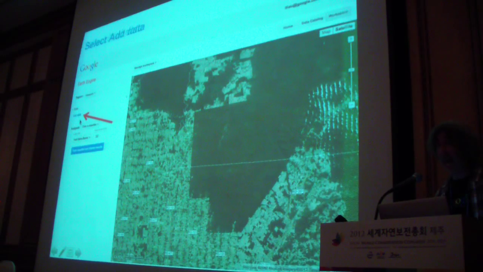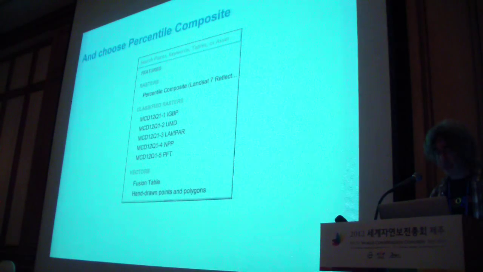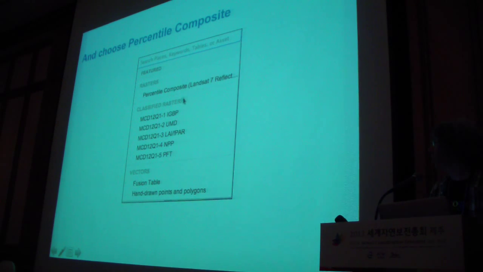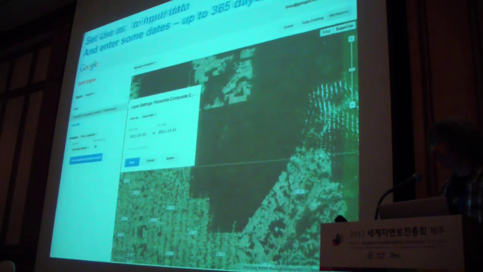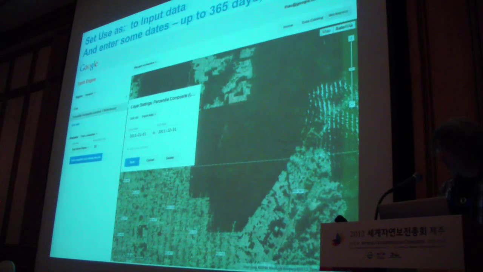And next we're going to add data. We're going to add that percentile composite. So when you click on add data, you get this window, and we're going to choose this percentile composite. And once you've chosen that, your screen should look like this. And the first thing you do when you get here is to set that as an input data.